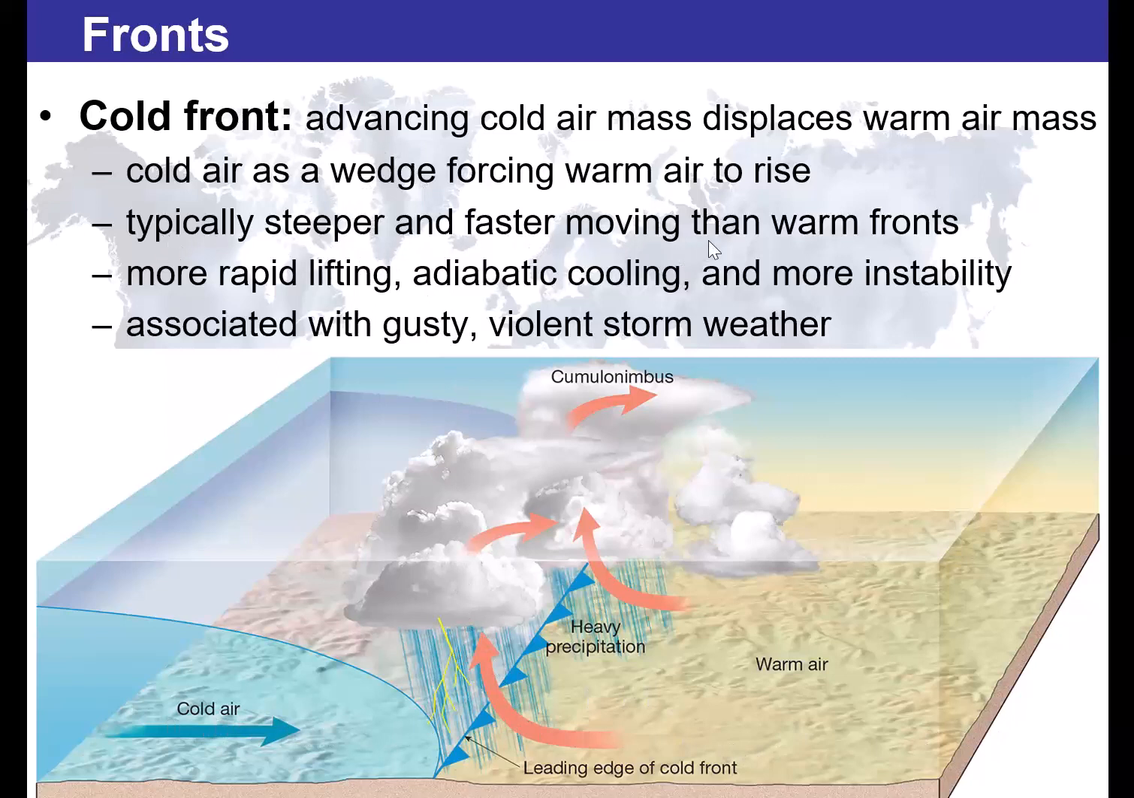Typically steeper and faster moving than warm fronts. So again, when we talk about steeper, we're also talking about that air pressure and the density. And we learned previously that when you have air masses where the air pressure gradients are closer together, then we know that the air is moving faster, the wind is moving faster. So a cold front is typically moving faster than a warm front, and that is forcing the warm air to rise. That is more rapid lifting.